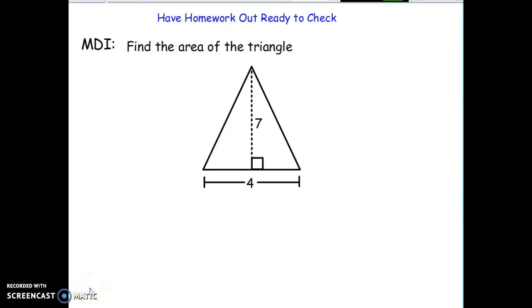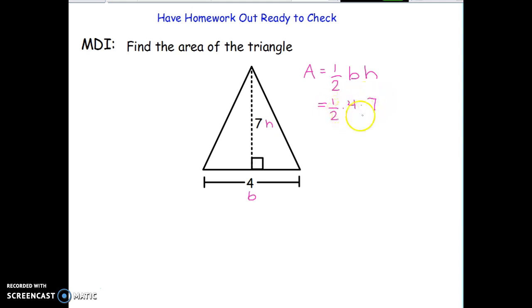All right, first thing we're going to do is talk about area of a triangle. Most of you know that area of a triangle is half base times height. So in this case, 4 is your base and 7 is your height. So you just plug those in: 1/2 times 4 times 7.